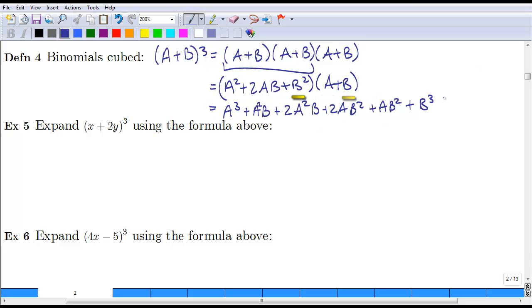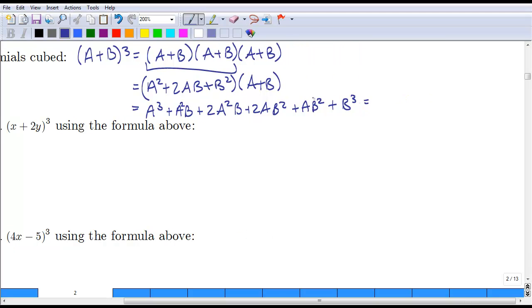So all of that simplifies down to be the formula that we had in the last section, which is a cubed, then you've got 1 plus 2 of the a squared b, so you end up with 3a squared b, and then you get 2 plus 1 of the ab squared, so 3ab squared, and a b cubed.